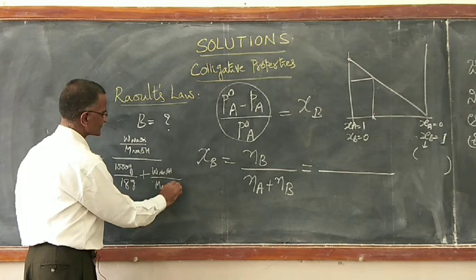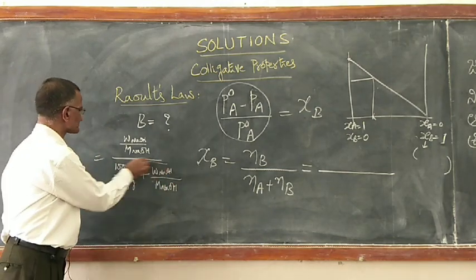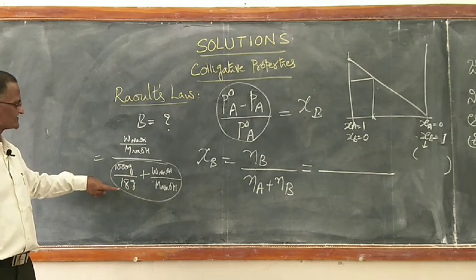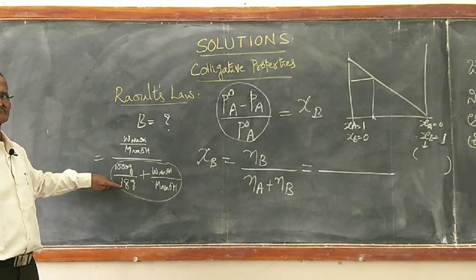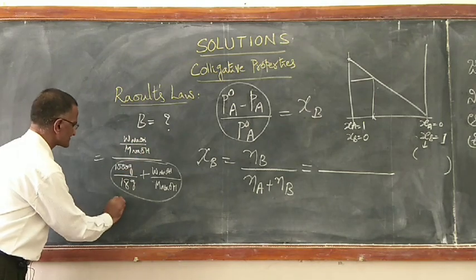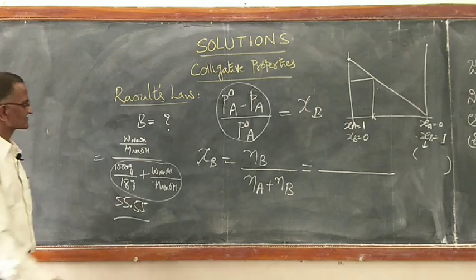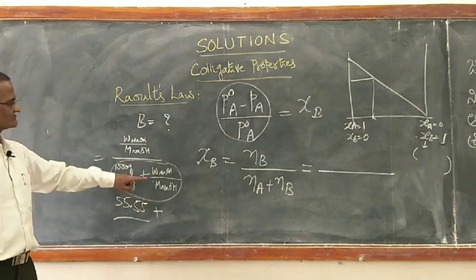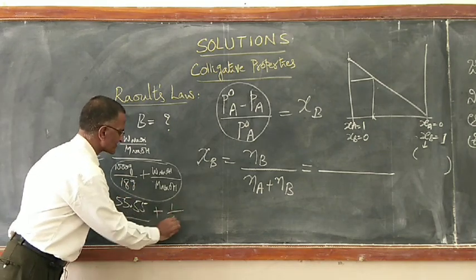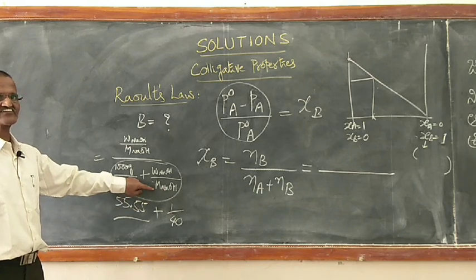Before we go ahead, give a thought to this. What is it that you have taken? You have taken 1000 grams of water, and 18 grams is its molar mass. How many moles am I going to get? At some other time we worked it out, and it comes to 55.55 moles. Plus, how many moles of NaOH are going to be present? That is 1 by 40, because 40 is the molar mass of NaOH.